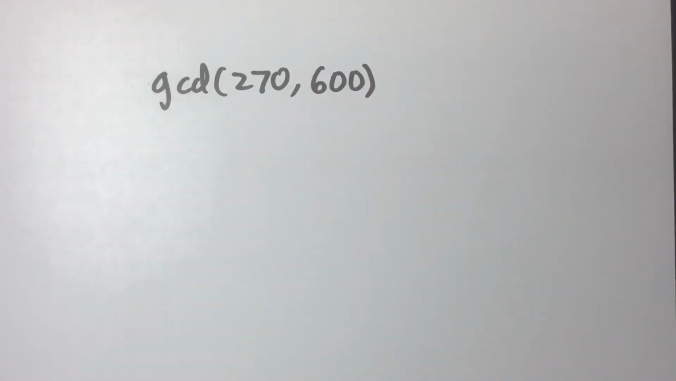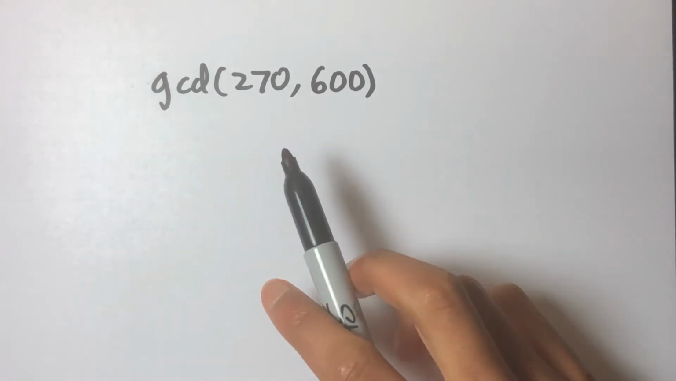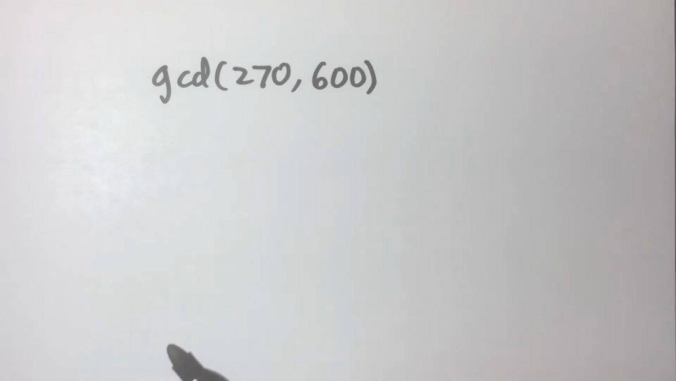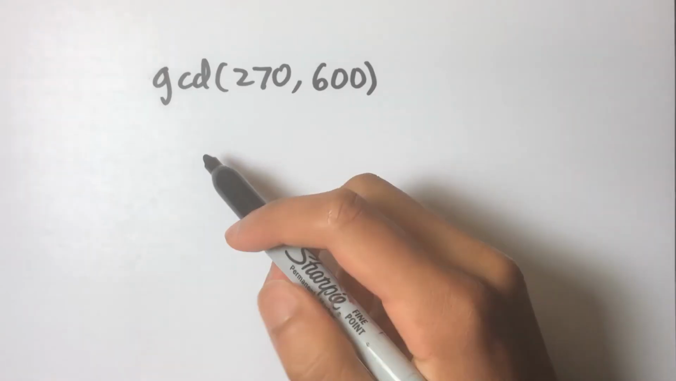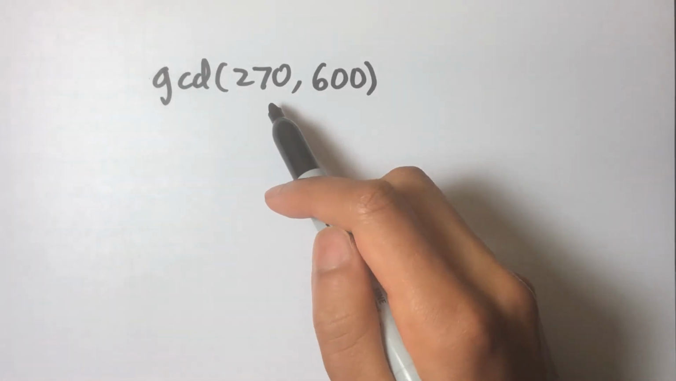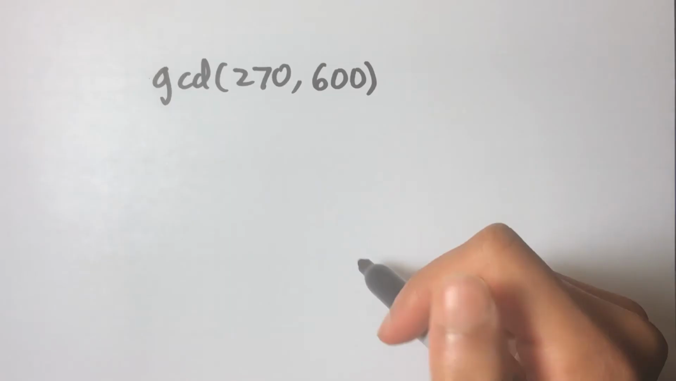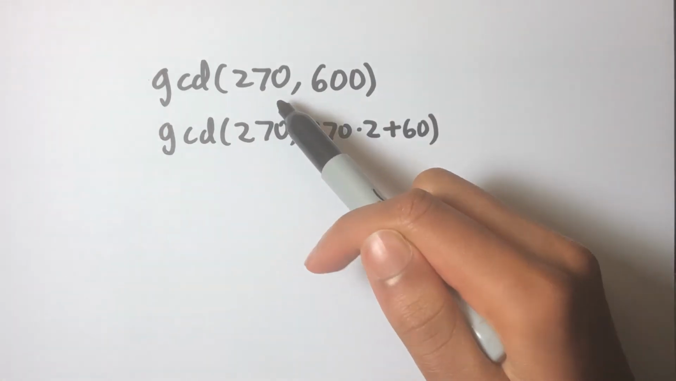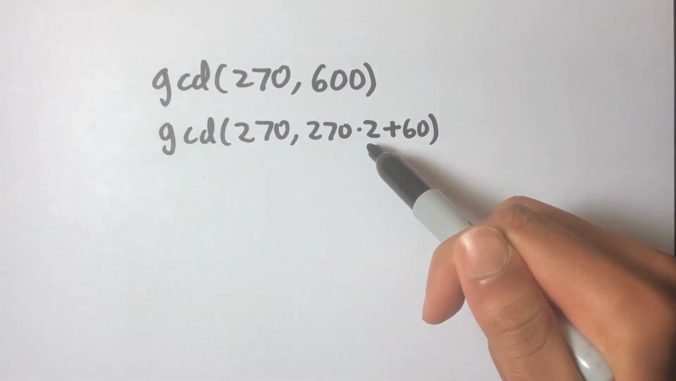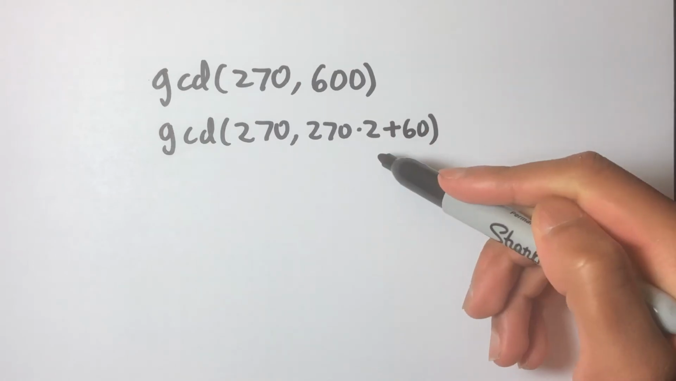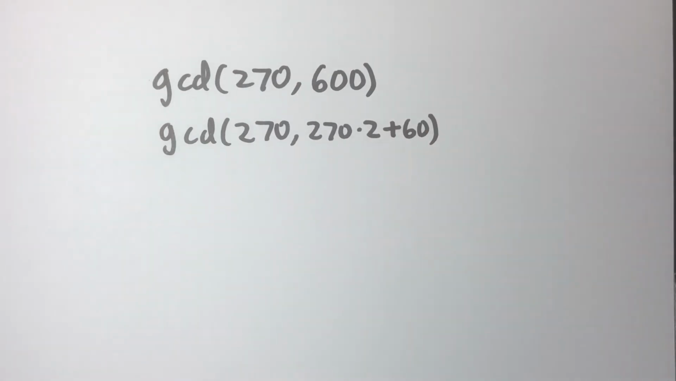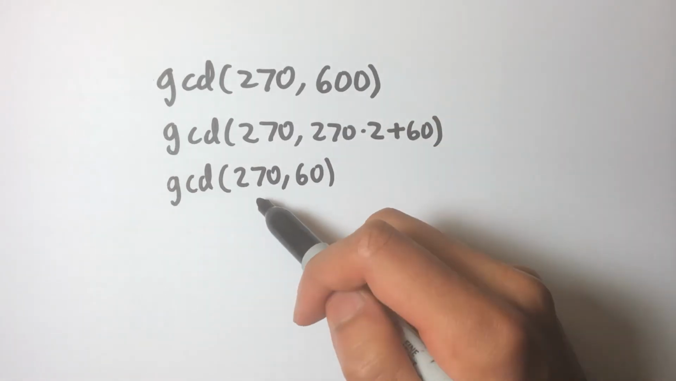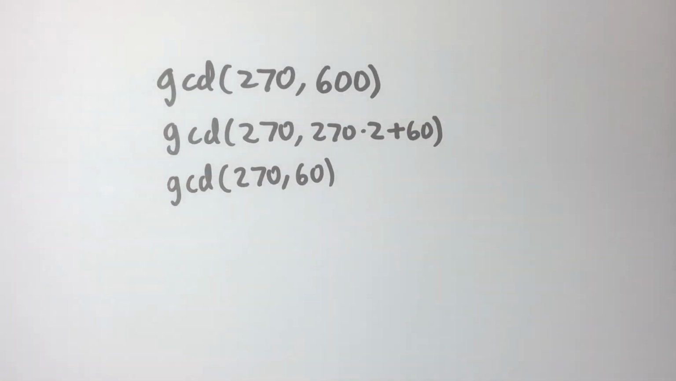So now we want to see why this is useful, and it will involve something called the Euclidean algorithm, which is just a repeated application of the theorem I've just shown you. Let's say you were trying to calculate the greatest common divisor of 270 and 600. Well, the first thing you can see is that you can divide 600 by 270 to get 270 times 2 plus 60, where 2 is the quotient and 60 is the remainder. Therefore, we can equivalently write this number as the greatest common divisor of 270 and 60.